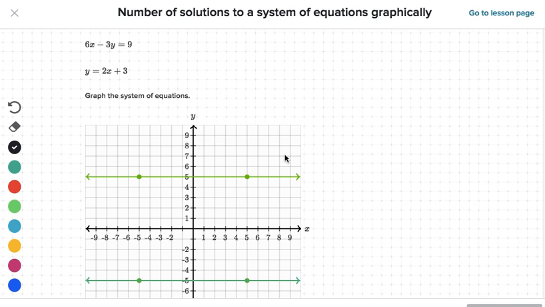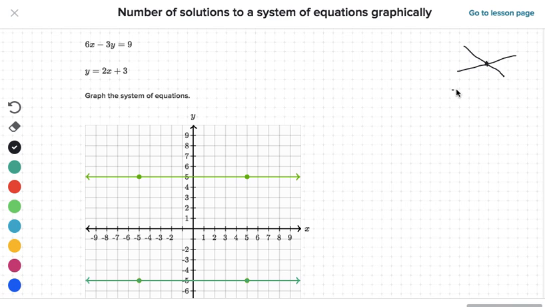To graphically recognize the number of solutions to a system of equations, we need to plot both of the equations on the coordinate plane. And when we do that, we'll see one of three things. First, we might see an intersection. The two lines will intersect one another, something similar to this, and they will have one point in common. That will be the one solution to the system of equations.